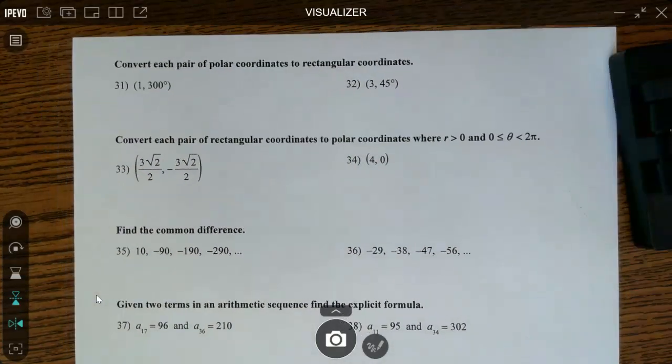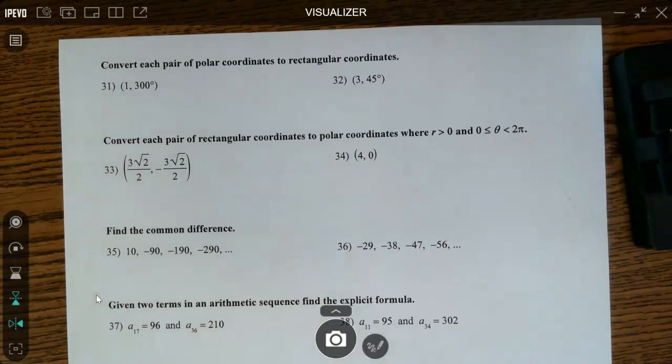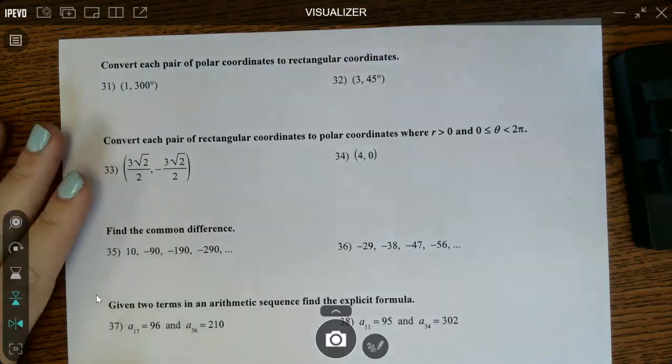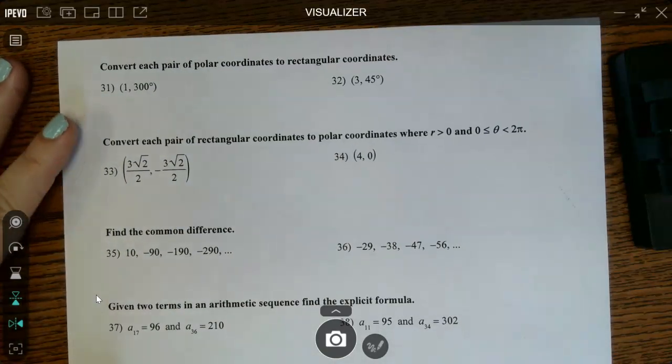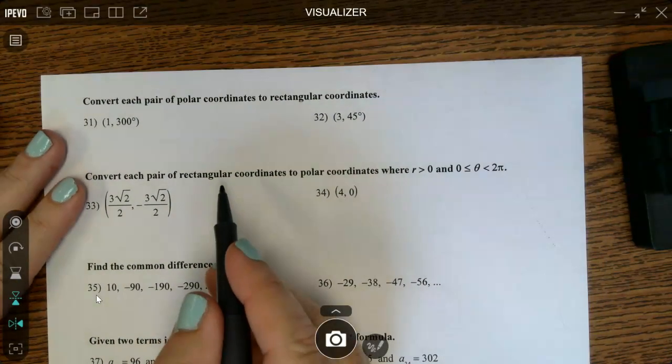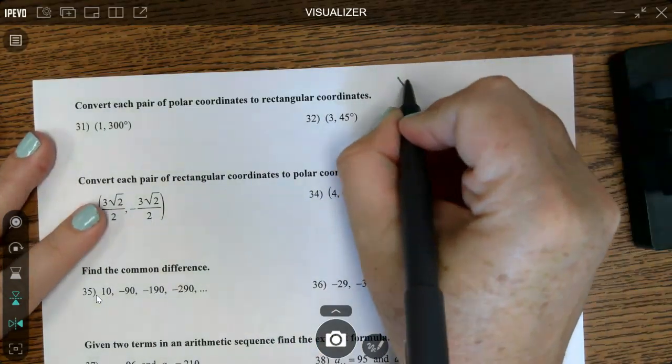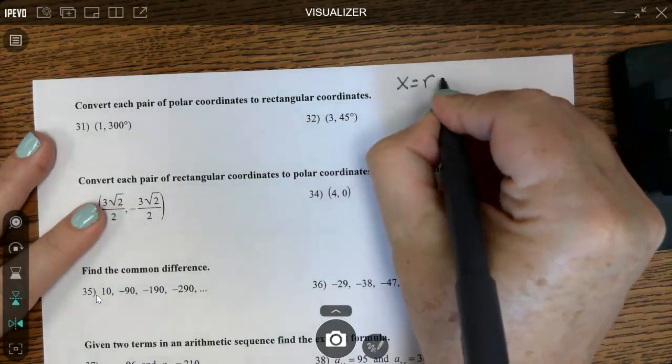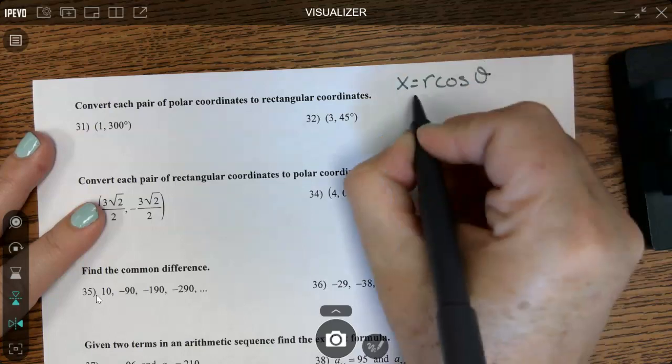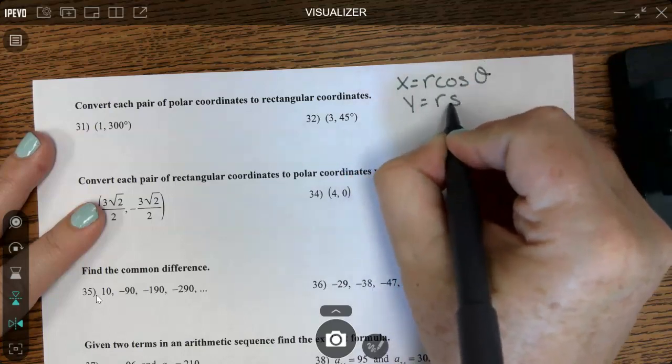Hey guys, so here we are on the back page of the review for your final. Here we're turning polar coordinates into rectangular. And the equations are going to be x equals r cosine theta and y equals r sine theta.